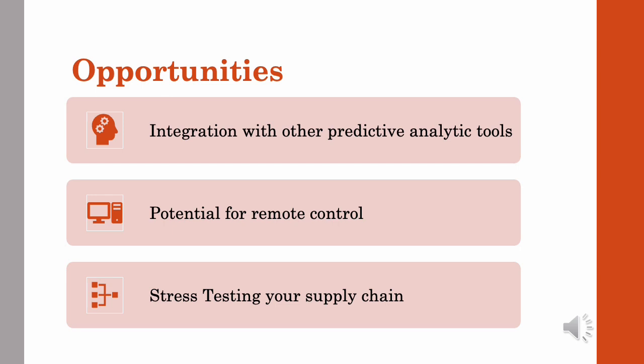There are many opportunities that come with digital supply chain twins. First off, integration with other predictive analytical tools can provide an even higher fidelity model of your supply chain and thus create better predictions. Secondly, there is potential to remotely control your supply chain's operations through the digital twin via integration with your command and control elements. Finally, it can be used to stress test your supply chains for events such as massive disruptions to transportation, supply, or large spikes and drops in your demand.